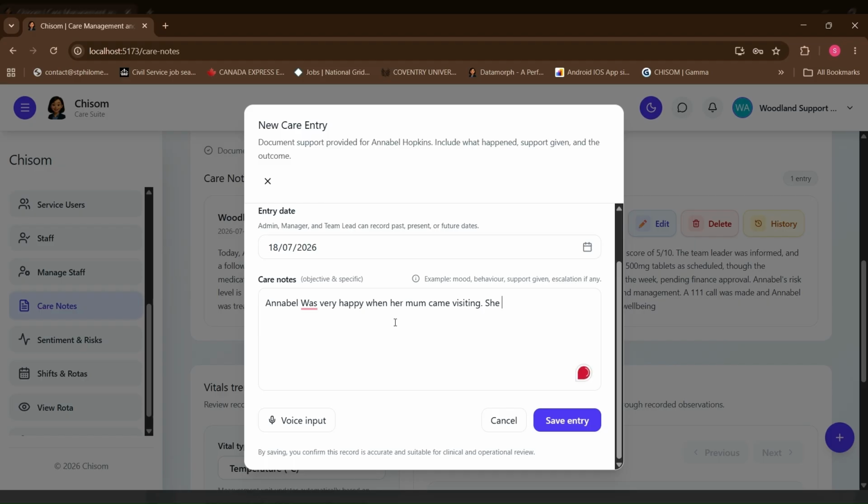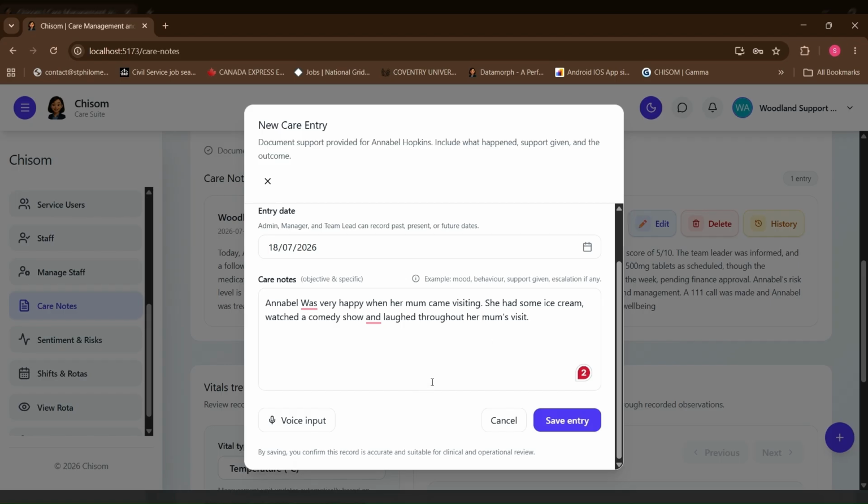She had some ice cream, watched a comedy show, and laughed throughout her mom's visits. So now if you look at these notes, this is actually a positive note, right?